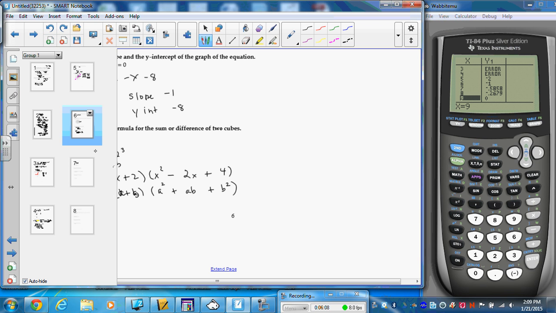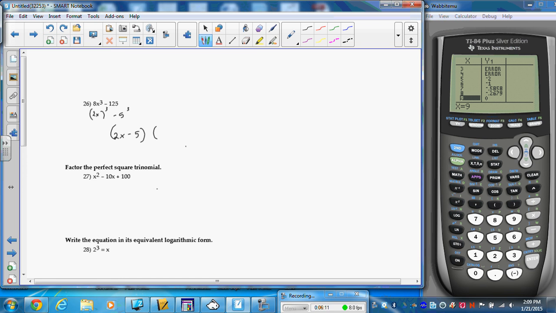So let's go back to page 7 and continue. This was a squared, so it's 2x squared, which is 4x squared. Same, opposite. So now it's the product, so it's 2x times 5, so that's 10x. And then it's always positive on the end, and 5 squared is 25. So now I have my difference of cubes factored.